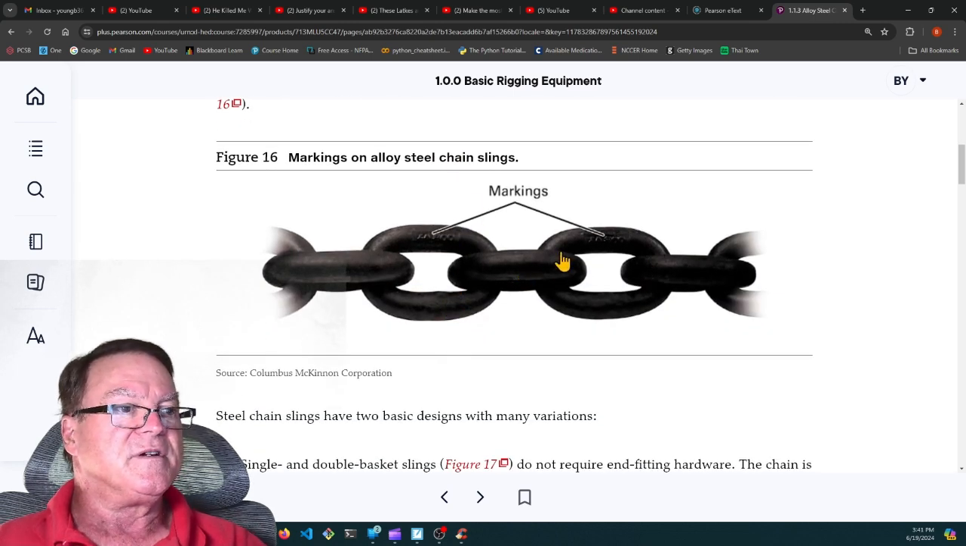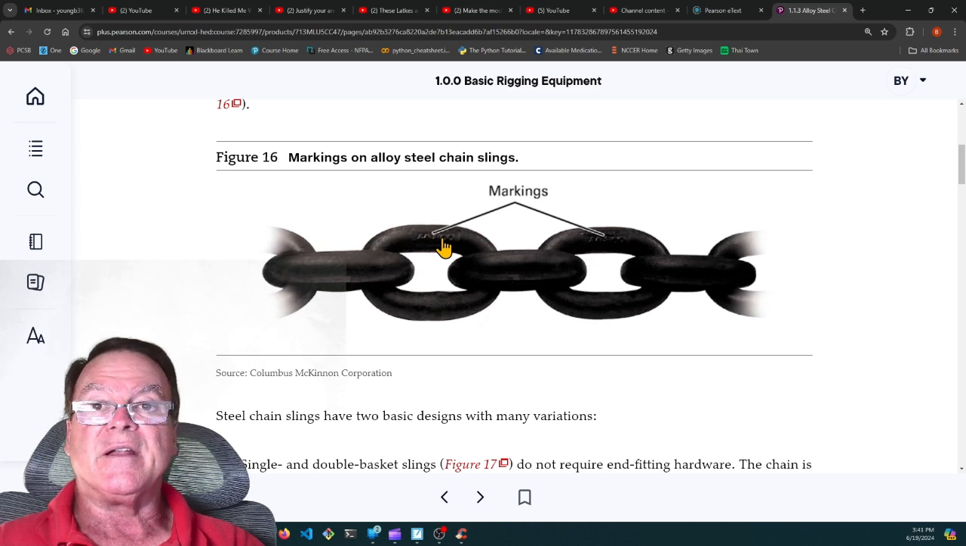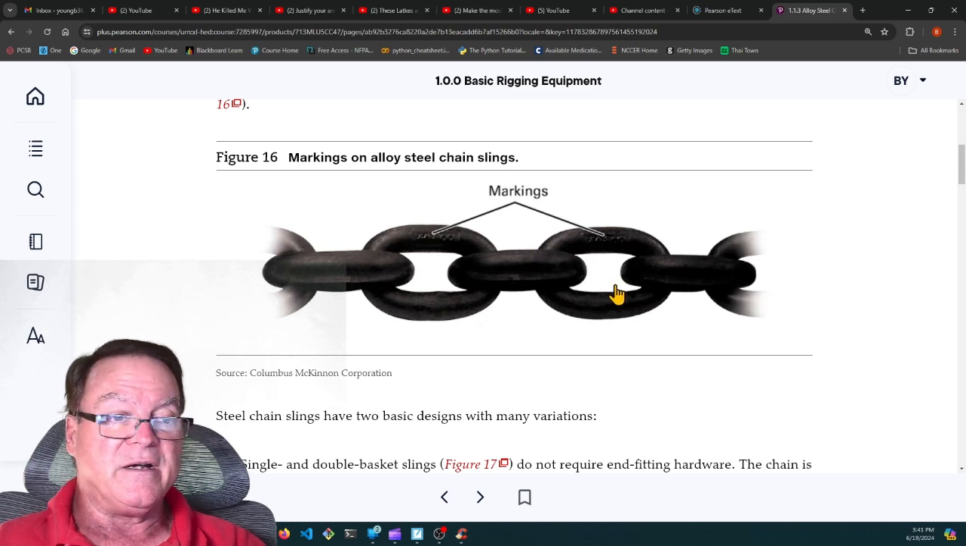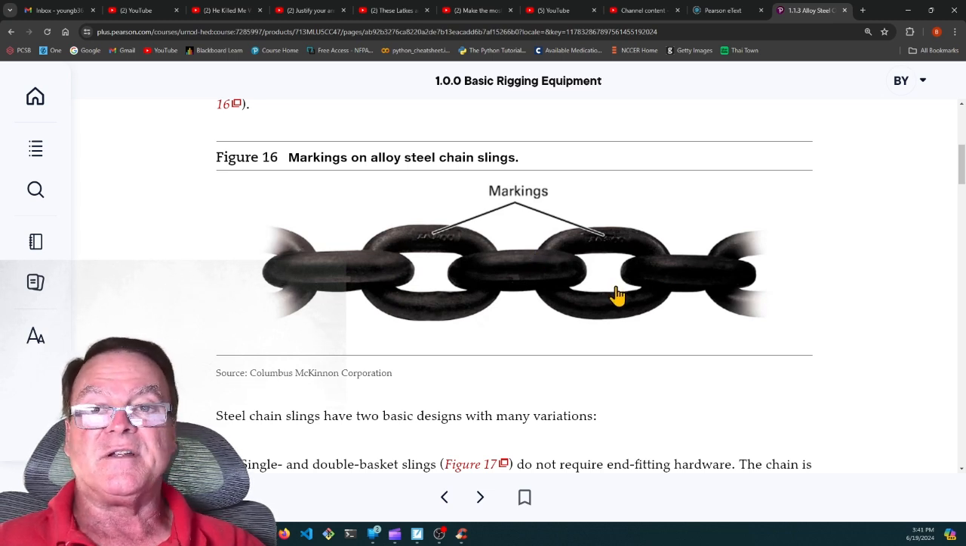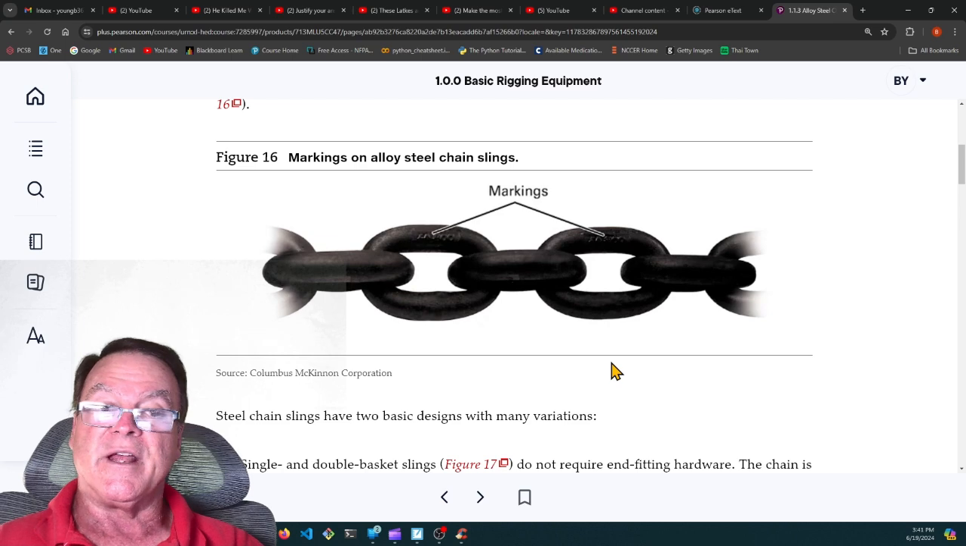So here is a close-up of a chain sling. Each and every link is marked, it's stamped, showing the strength of that link. And what's the old saying? A chain is only as strong as its weakest link. You cannot replace these links. If a chain breaks, it needs to be taken out of service. You can't fix it by putting a shackle on it. The shackles are not rated for as much weight as the chain itself. So that shackle is going to give way and someone's going to get hurt.